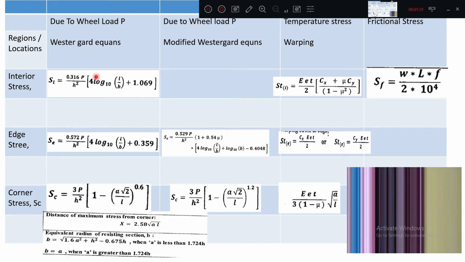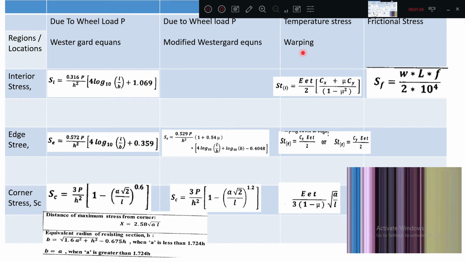Okay. Now wheel load, three formulas, that is the normal Westergaard equation. Again wheel load, two equations are there. What are those? Modified. In modified equations, for interior stress there is no formula. Okay, so they will be asking only to calculate the modified Westergaard equation for edge and corner. For edge and corner. When it comes to temperature problems, we call them warping stresses.